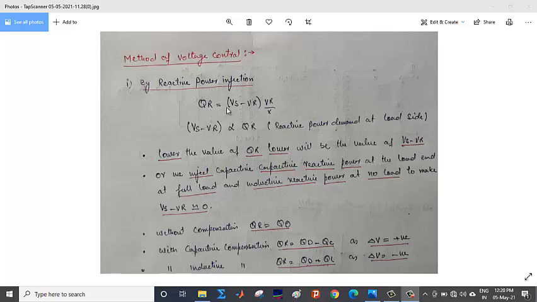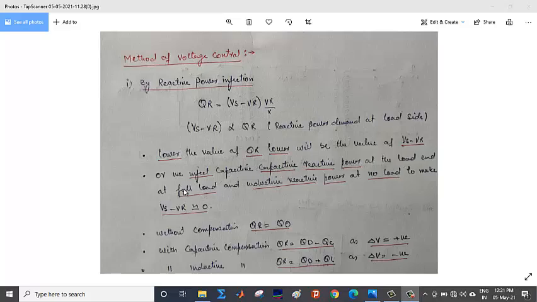As we know, QR is equal to (Vs minus VR) into VR by X, or we can say this difference of the voltage from source end to receiving end is proportional to the QR, that is the receiving end demand, the reactive power demand on the load side. The lower the value of QR, the lower will be the value of this difference, Vs minus VR.